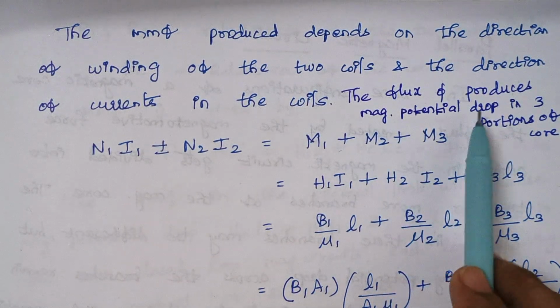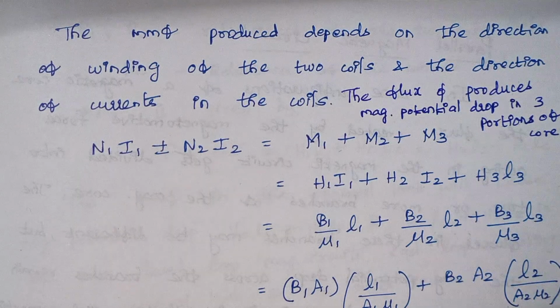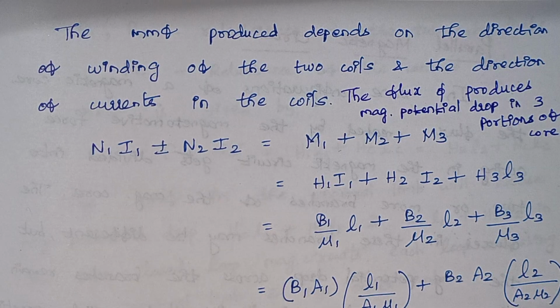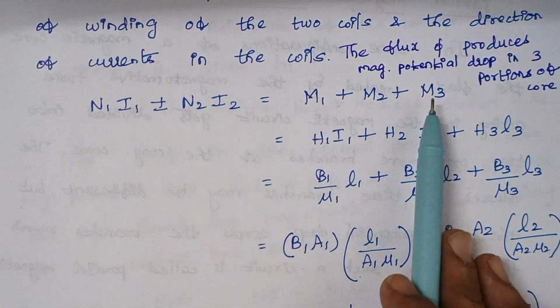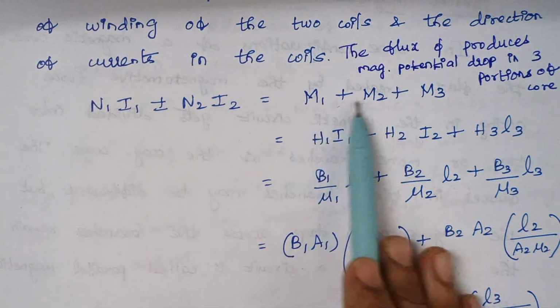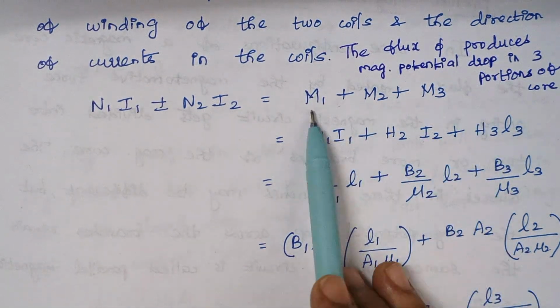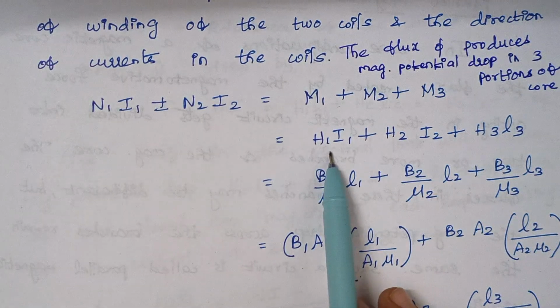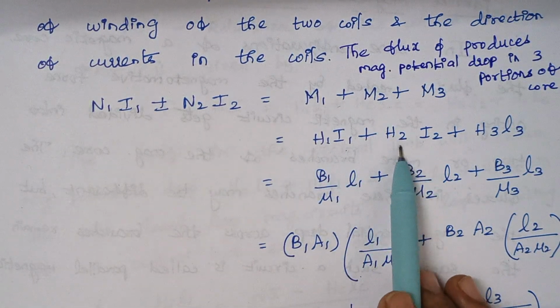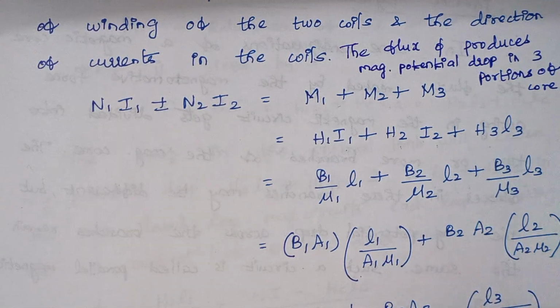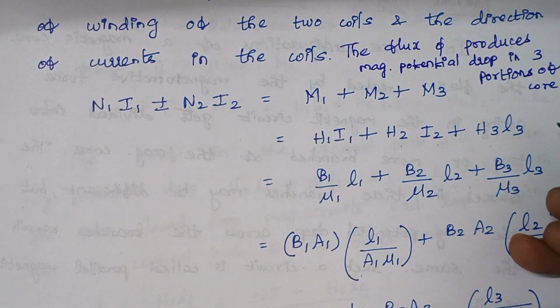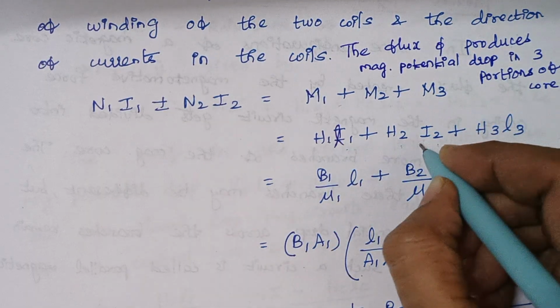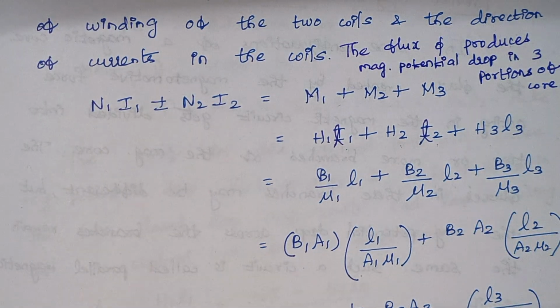This magnetic potential drop is produced in three portions of the core, because here we have a core made up of three different materials. So obviously it will produce three different magnetic potential drops. The total magnetic potential drop is a summation of m1 plus m2 plus m3. Here m1 is H1 L1, m2 is H2 L2, and m3 is H3 L3.